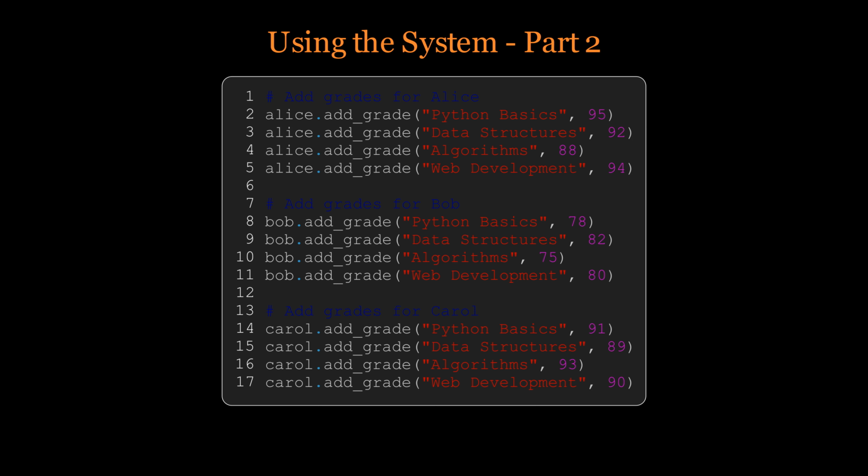She's an excellent student. Bob has moderate scores in the 75 to 82 range, solid but not exceptional. Carol scores in the high 80s to low 90s, very strong performance. Each add grade call validates the score and stores it in the student's grades dictionary. Notice the different subjects: Python basics, data structures, algorithms, and web development. This demonstrates how our system handles multiple subjects per student.